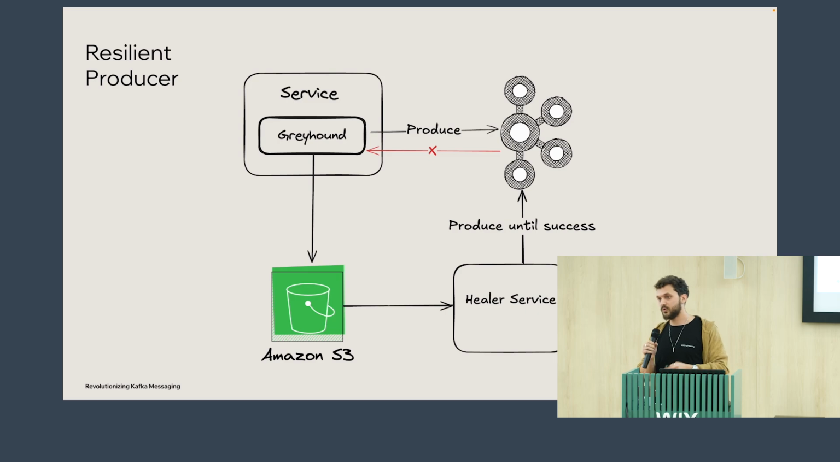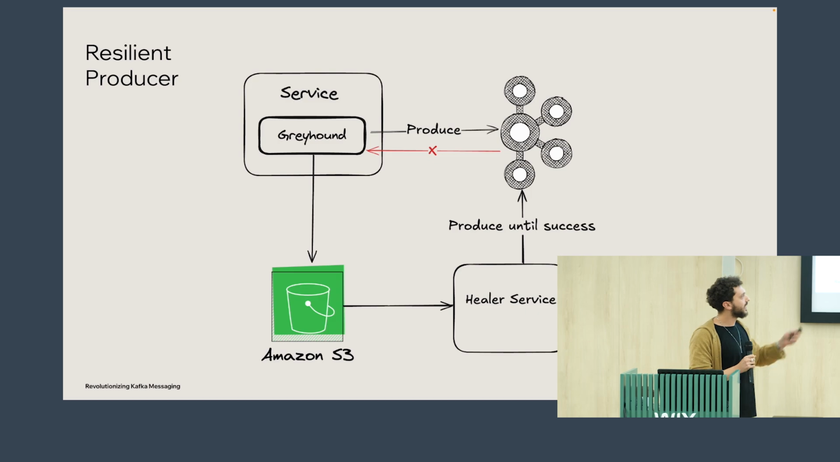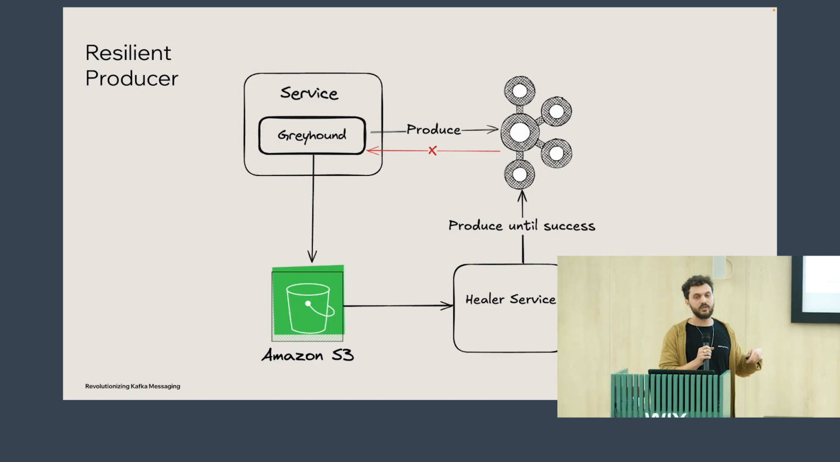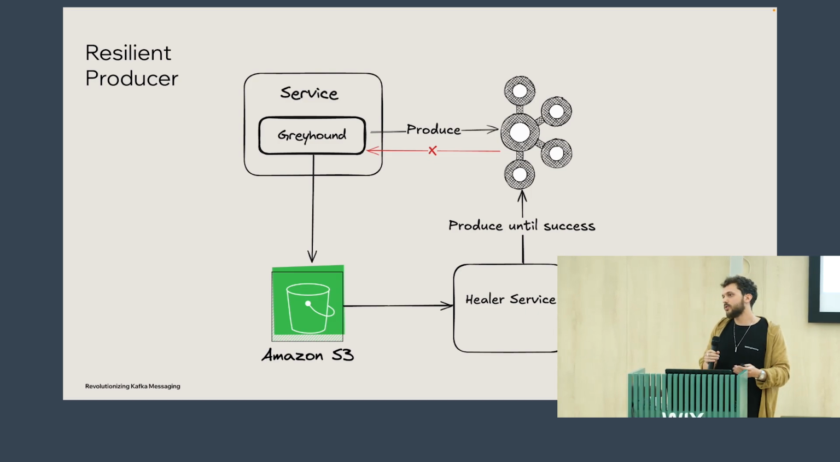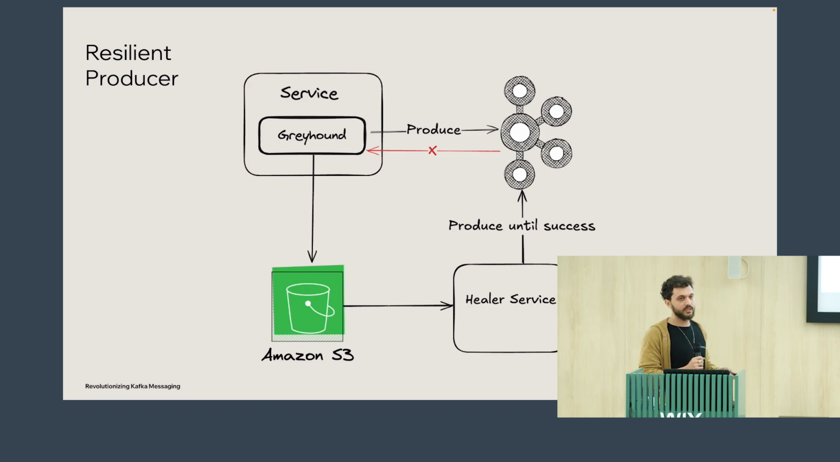Kafka is down. When you work with Confluent, it's never down. But if there's a network issue or I don't know, Ground is going to upload the message to an S3 bucket. And we have what we call the healer. It's a service that we maintain. This healer reads from S3 and tries to produce to Kafka until success. This ensures us more resiliency of producing. Again, I encourage you to try this on your own. It works great for us.